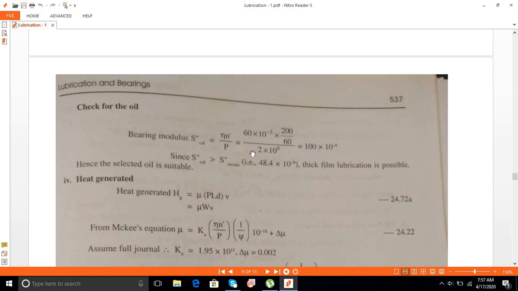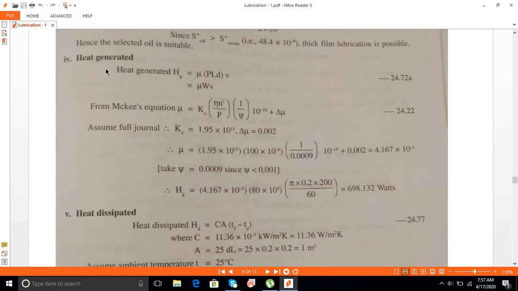And P is the one which we have considered, that is 2 into 10 power 6. After calculation we got it as 100 into 10 power minus 9. We need to check whether it is greater or not. As we have the recommended value from the handbook as 48.4 into 10 power minus 9 and the calculated value is 100, which is greater, then we say that thick film lubrication is possible, hence the selected one. If not, we need to reduce the grade of the oil or change the operating temperature.